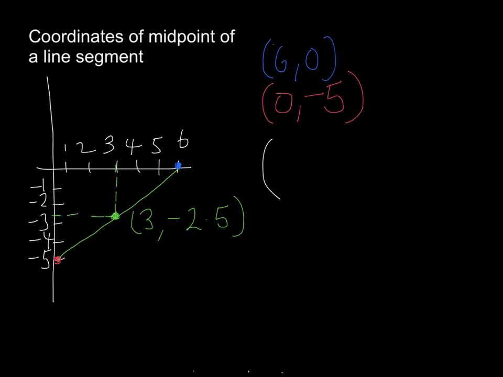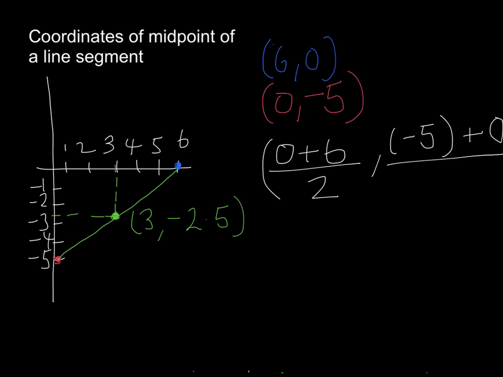Essentially what we did by looking at the diagram was to say 0 plus 6 over 2 is the x coordinate, and be careful, we had a negative y value, -5 plus 0 over 2, and that gave us 3 and -2.5. So it's simply the average values.